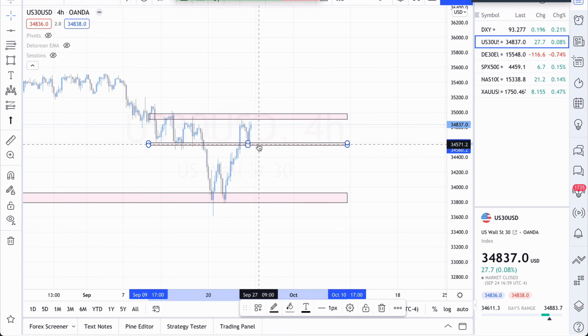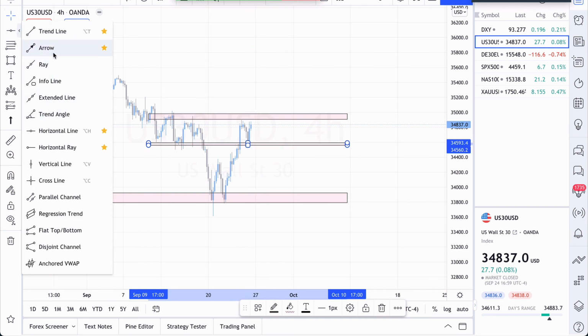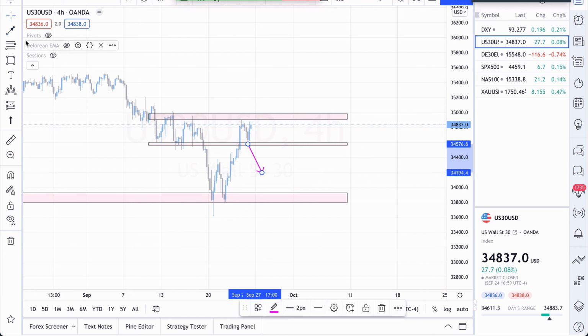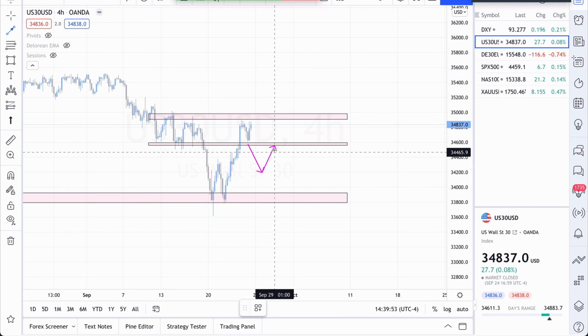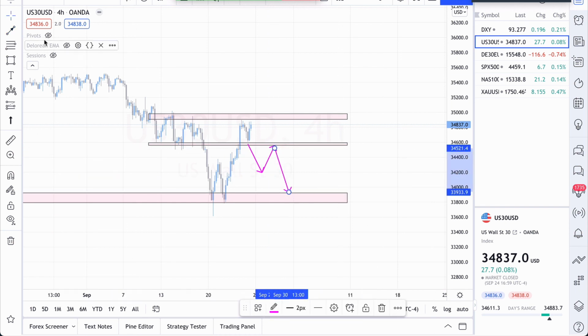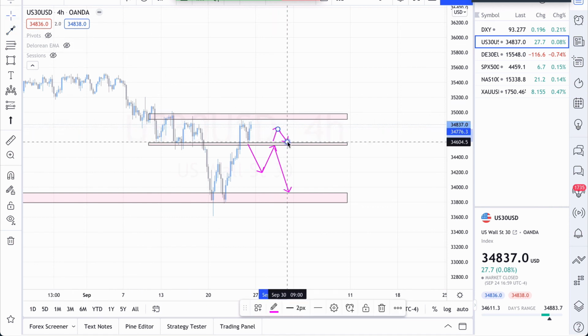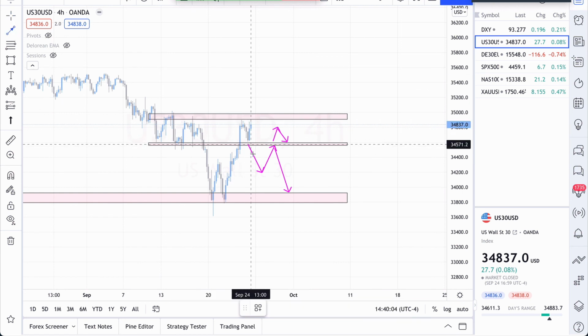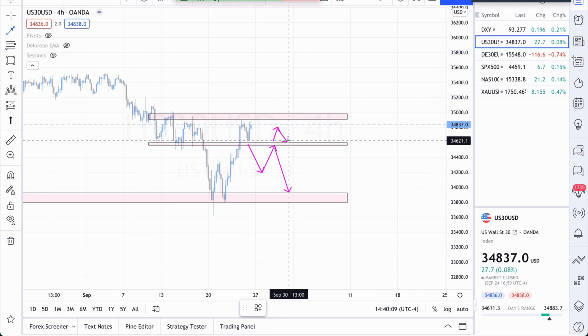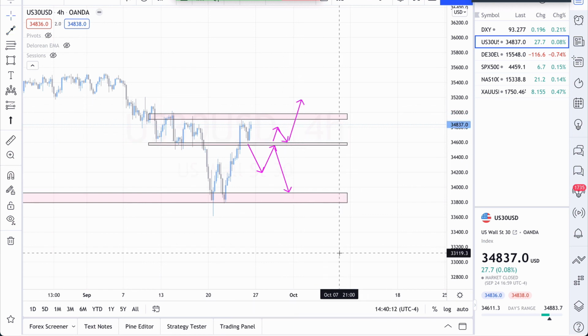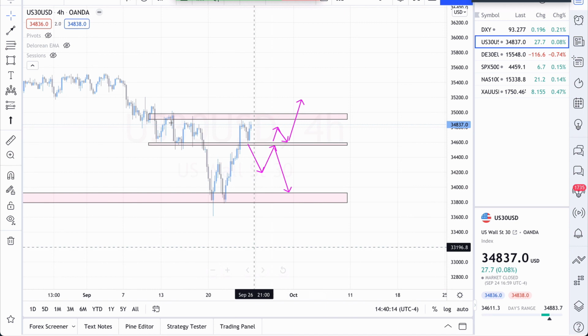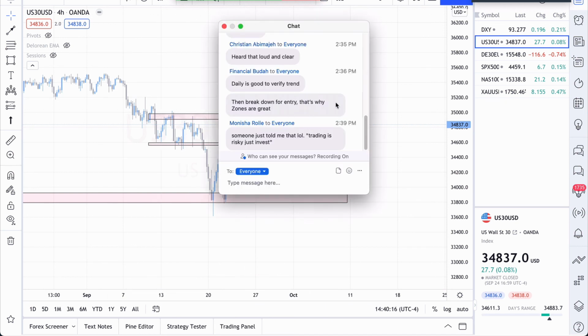If it breaks down, you'll be looking for one of these. Down, push to the next zone. If it pushes up, you're looking for the same thing. Let it make its move. Come back. Unless this is the comeback, which it could be. See if it push higher. It's going to be interesting though.